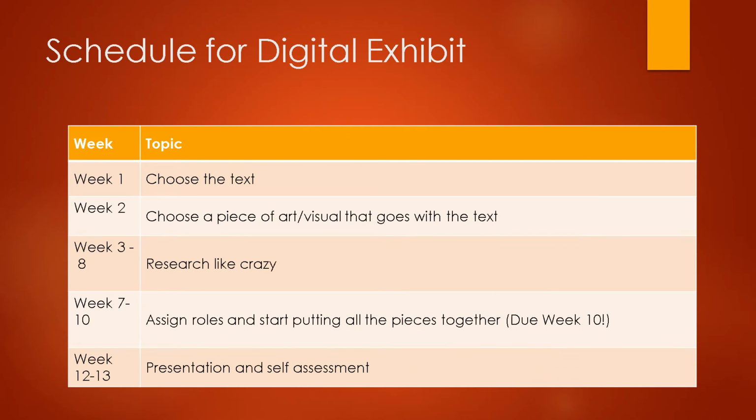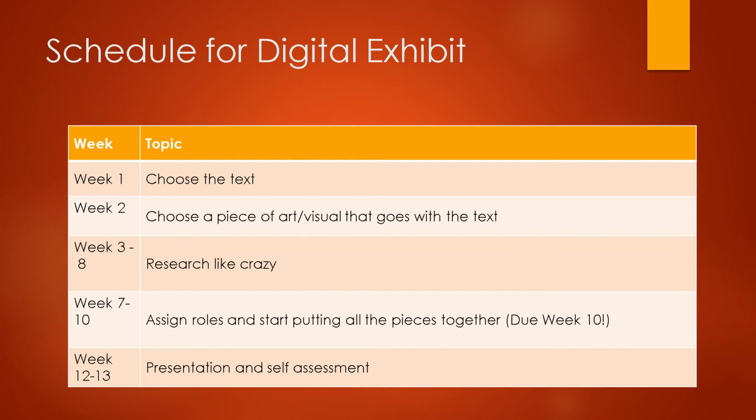So this is the schedule for the digital exhibit. It's weeks 1 all the way to week 13. The first week, you got to choose your text. You need to know where this is all beginning, and that's with the poem that you choose. Week 2, this is where the visual comes in, where they're picking their visuals that are going to coincide with the text. Weeks 3 all the way to 8, research like crazy. There should already be a guiding research question, and this is where they are answering it.